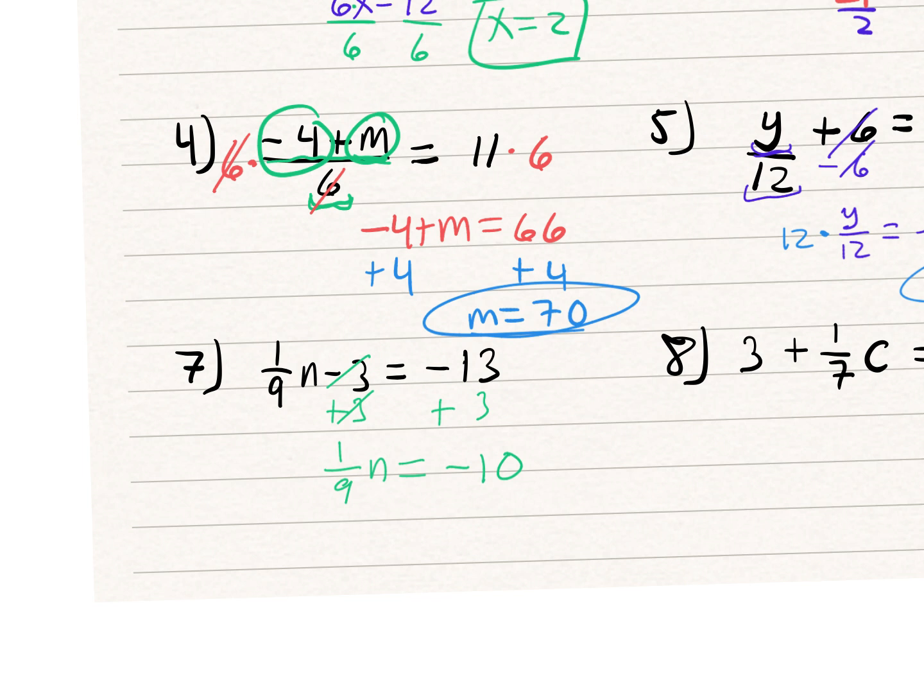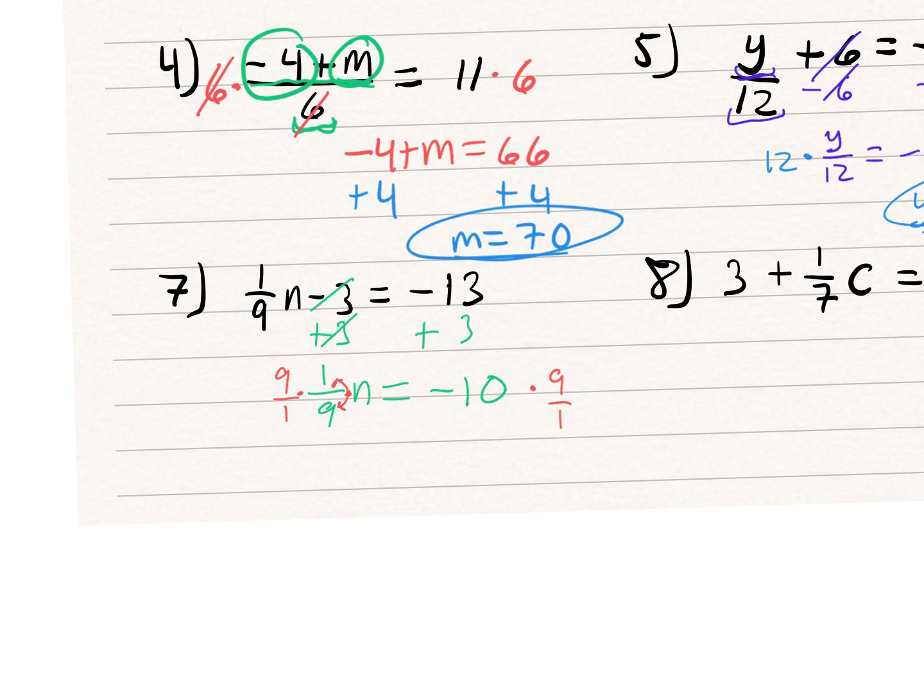And then how do you get rid of a fraction that's being multiplied? What do you need to multiply 1 over 9 by to get 1, for it to go away? It's by its reciprocal, and the reciprocal is the same fraction, just flipped. So multiply both sides by 9 over 1. But 9 over 1 is the same as just 9. Anything divided by 1 is itself, so you can just get rid of that on the bottom. And then you're just left with n equals negative 10 times 9 is negative 90.